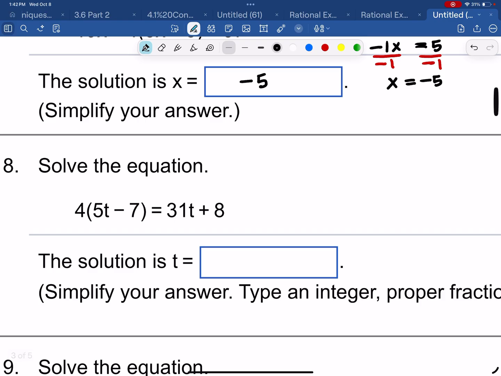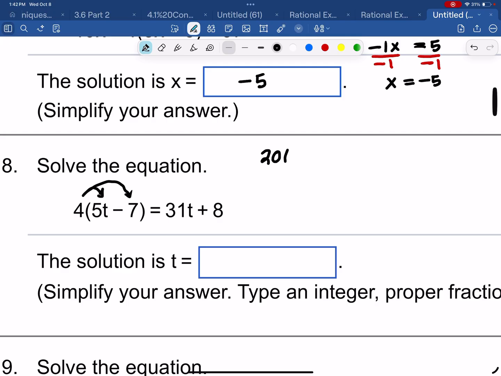Example 8, solve the equation. 4 parentheses 5t minus 7, close parentheses, equals 31t plus 8. And here we have variables on both sides for the first time. So we proceed as we did before, and we remove those parentheses by doing the distributive property. So 4 times 5t is 20t, and 4 times negative 7 is minus 28, equals 31t plus 8. Now, I like to put my variables on the left, so I'm going to move this 31t by doing a minus 31t on both sides.